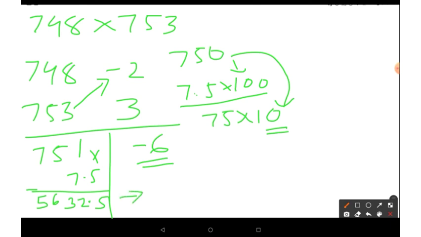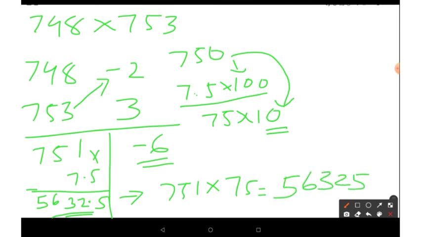So now we are going with this representation, 75 into 10. If you multiply 751 into 7.5, you will get 5632.5, but to remove the decimal, we are making that 751 into 75. So if it is 751 into 75, our answer is the same answer without decimal, 56325, that is your answer.